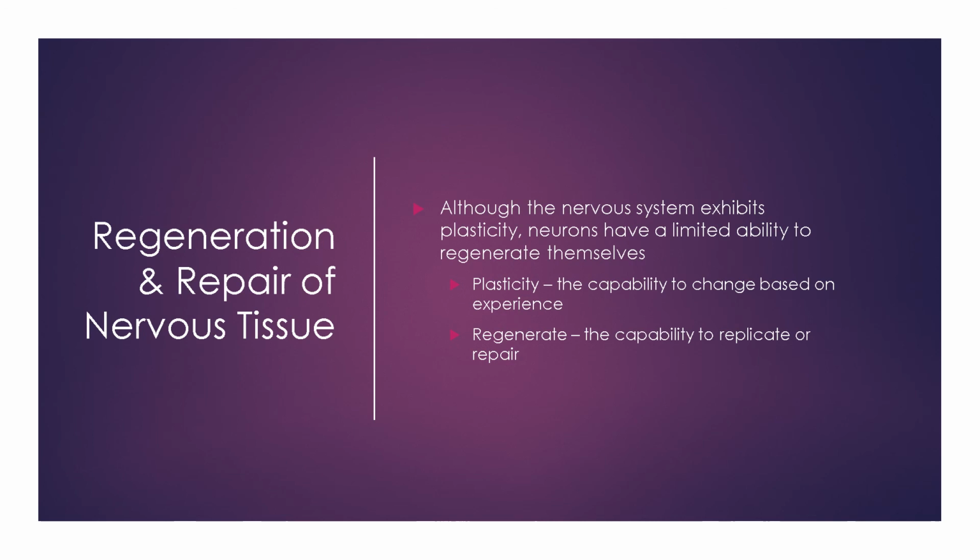So here's another term that we need to know, and that is plasticity. So plasticity is the capability to change based on experience. So this is how your nervous system changes to create new connections in your brain. These new connections between neurons are how your brain learns and how you make new memories. So despite the plasticity of nervous tissue, mammalian neurons really have limited powers of regeneration. So regeneration is going to be the capability to replicate or repair themselves.